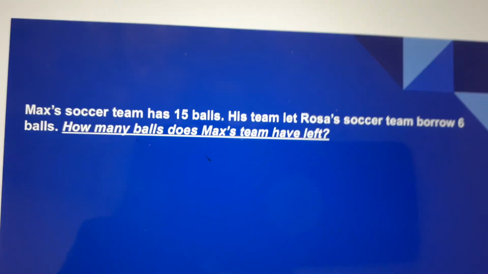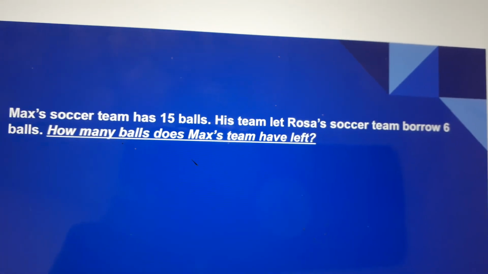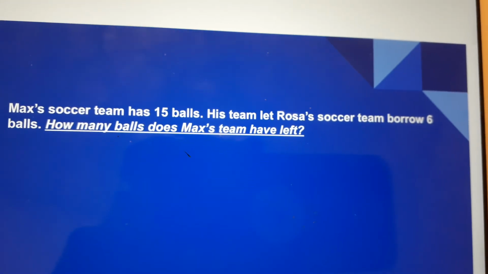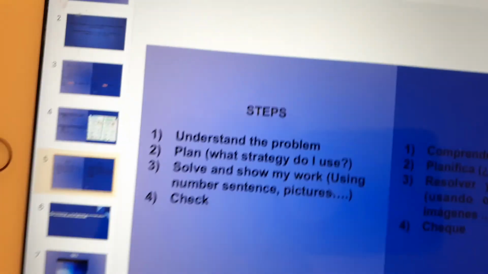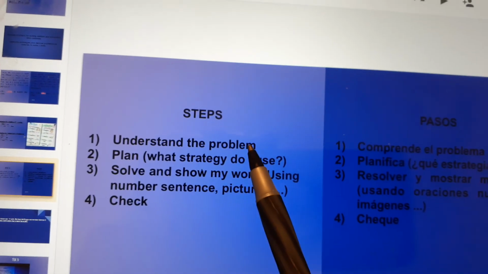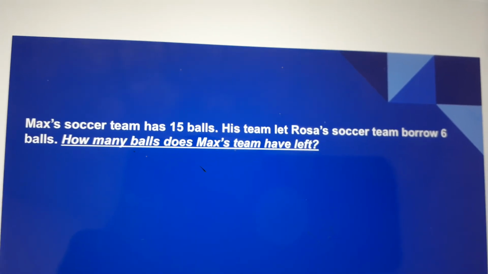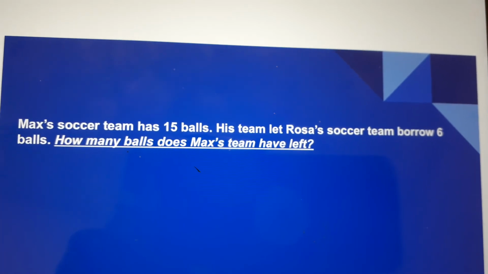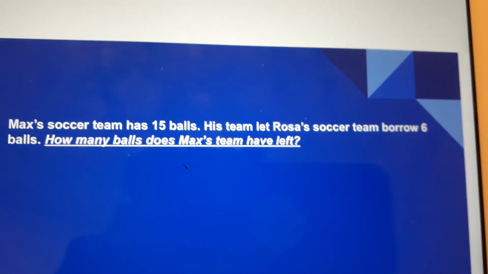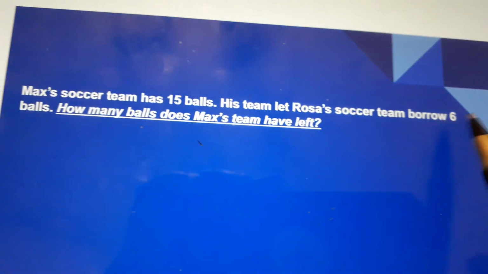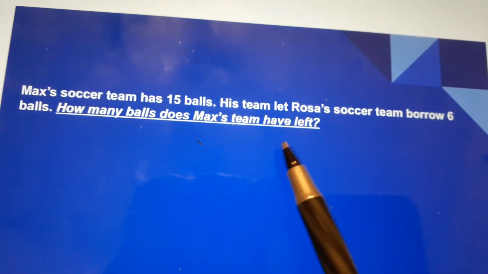So here's my problem. My problem says Max's soccer team has 15 balls. His team lets Rose's soccer team borrow 6 balls. How many balls does Max's team have left? So if I go back over here to my steps tool, understanding the problem, I need to understand what's going on in my problem. So I'm going to read it again. Max's soccer team has 15 balls. His team lets Rose's soccer team borrow 6 balls. How many balls does Max's team have left? So here I know that there are 15 balls that Max's team has. Then they let them borrow 6. And I'm being asked how many is left.